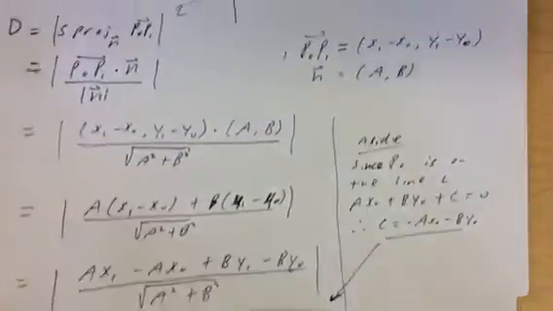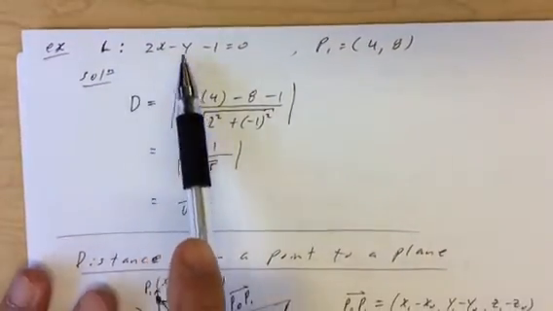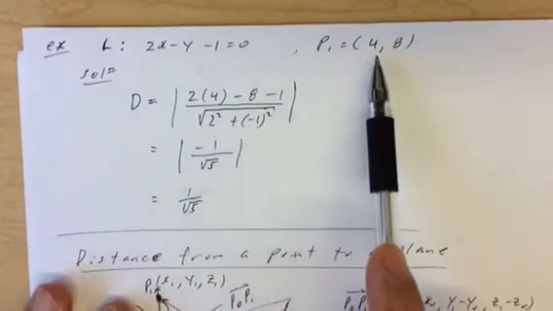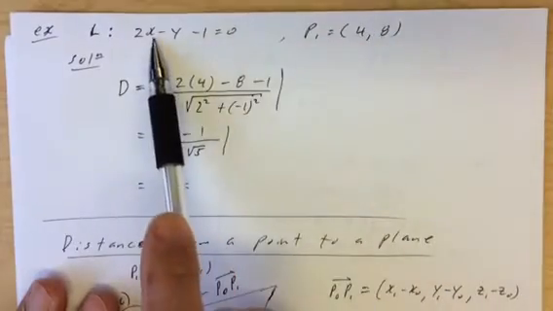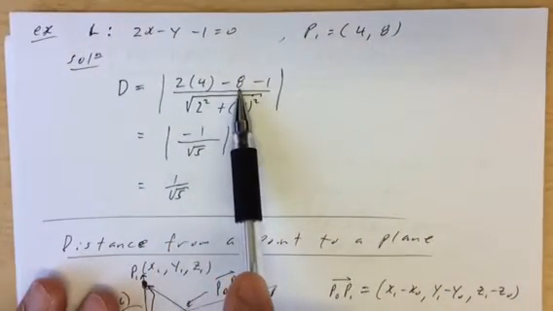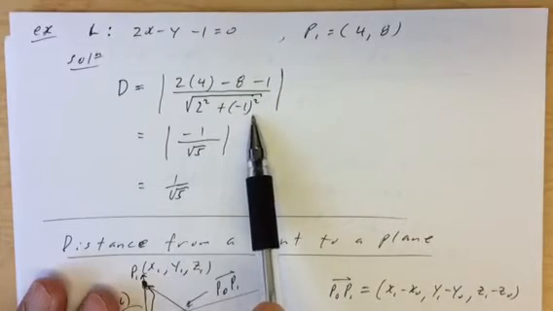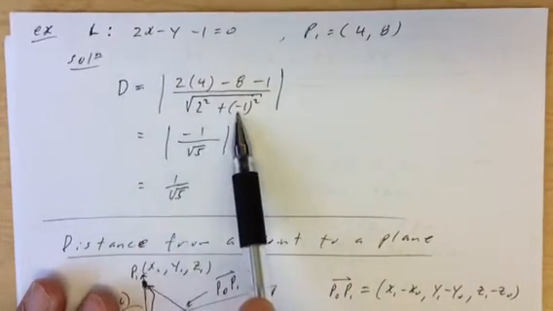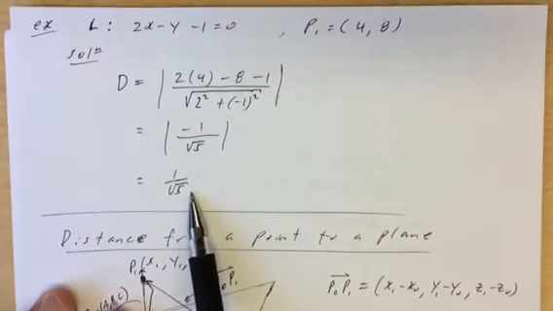Let's look at a quick example. Take the line 2x - y - 1 = 0 and the point (4, 8). Plug 4 and 8 into x and y in this formula, don't forget the C value, and divide by the magnitude of the normal, which is (2, -1). You get 1 over root 5 as the distance.